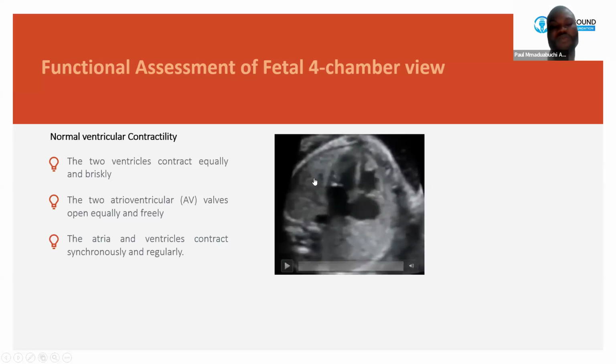These are things to assess when it comes to the functional assessment, aside from the things that Lashell mentioned. This is 2D; when we're talking about color Doppler, you also assess the functional aspect of it in respect to color Doppler.